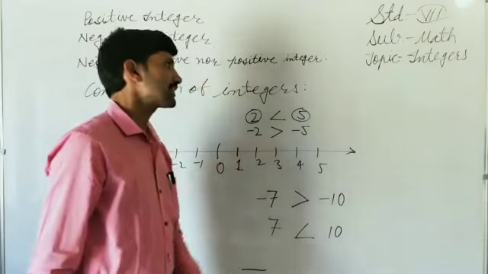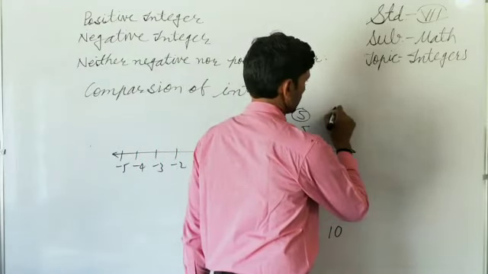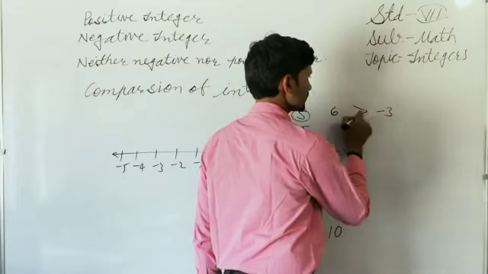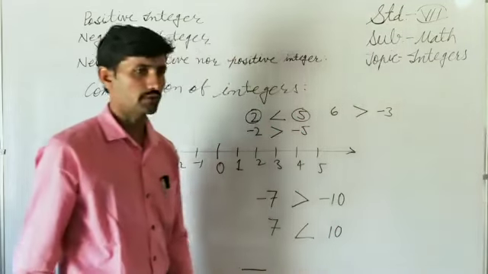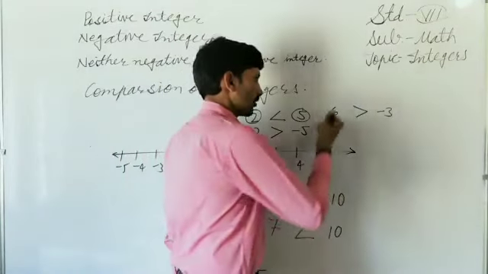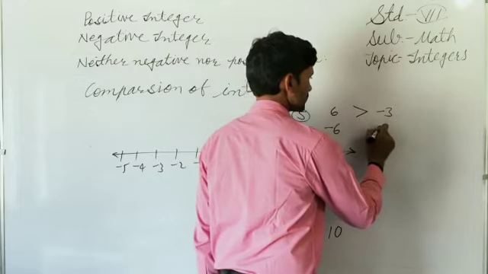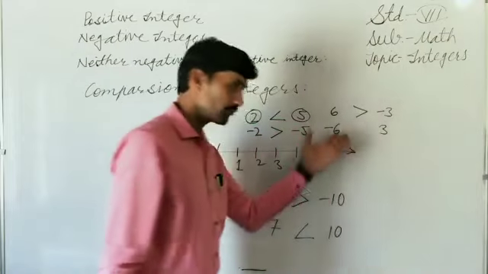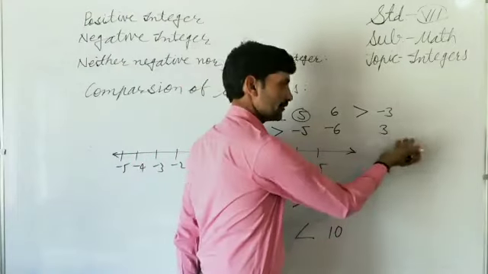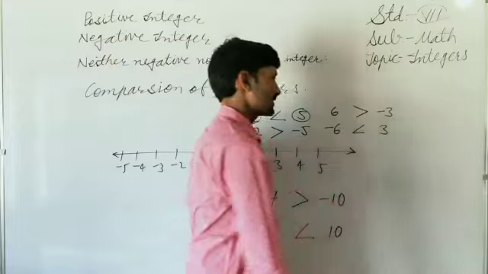Now let us take one positive and one negative integer. See, it is 6 and it is minus 3. Very obviously 6 is greater than minus 3, because we know that every positive integer is greater than every negative integer. Now write their negatives: the negative of 6 is minus 6, and the negative of minus 3 is plus 3. Compare them. Now 3 is positive and minus 6 is negative, and every positive integer is greater than a negative integer, so 3 is greater than minus 6.